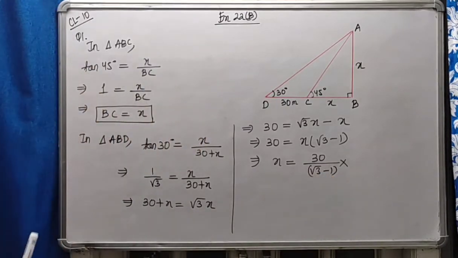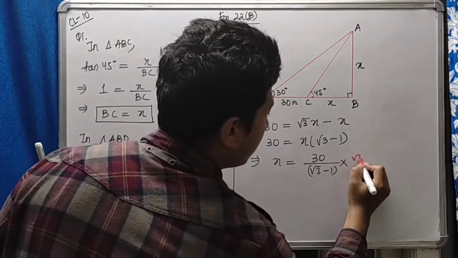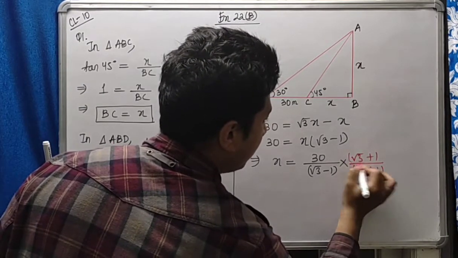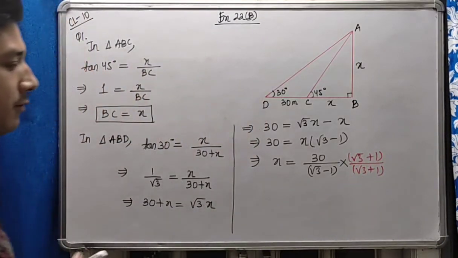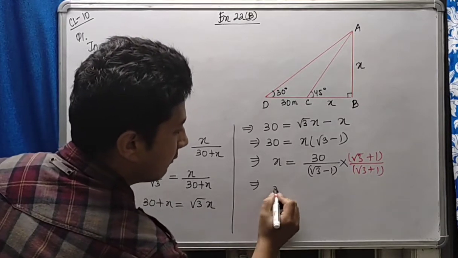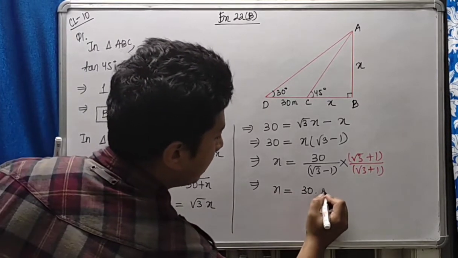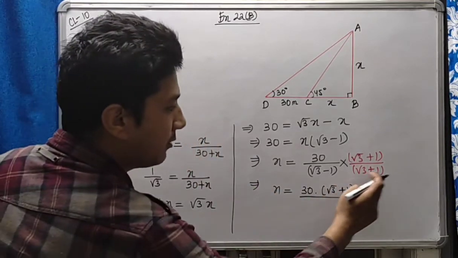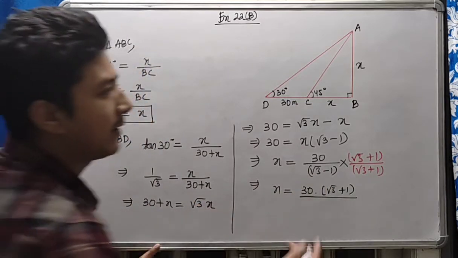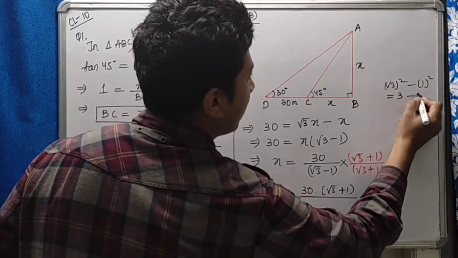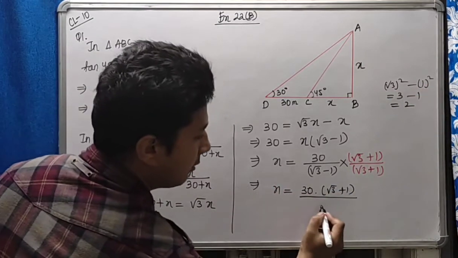Now since root 3 minus 1 is an irrational number, I will rationalize it with root 3 plus 1 divided by root 3 plus 1. When you do the rationalization, the denominator is in the formula a plus b, a minus b. So x is equal to 30 into root 3 plus 1 divided by, using the formula a plus b into a minus b, that is a square minus b square, root 3 square minus 1 square, which means 3 minus 1, which is 2. So the denominator you will only get 2.